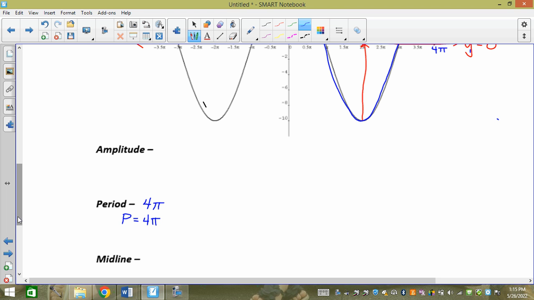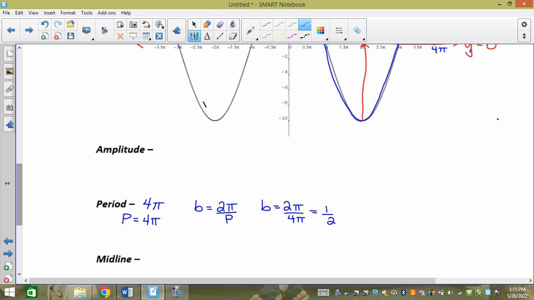The whole x-axis is in radians. So I'm going to go 2 pi divided by P. We agree? I know P, so I can fill that in. B equals 2 pi divided by 4 pi, which is a half.